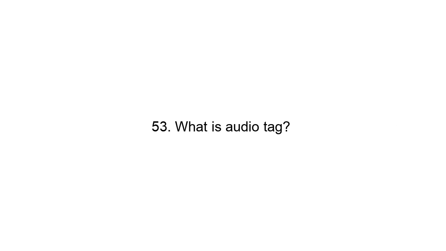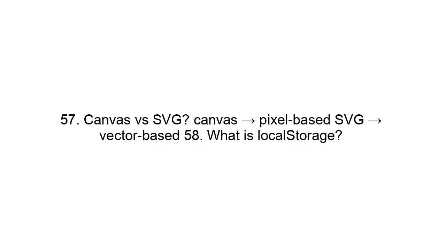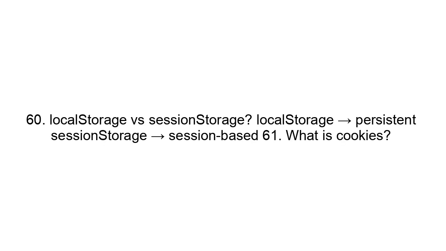53. What is audio tag? Embeds audio. 54. What is video tag? Embeds video. 55. What is canvas? Used for graphics. 56. What is SVG? Scalable vector graphics. 57. Canvas versus SVG. Canvas means pixel-based, SVG means vector-based. 58. What is local storage? Browser storage. 59. What is session storage? Temporary storage. 60. Local storage versus session storage. Local storage means persistent. Session storage means session-based.